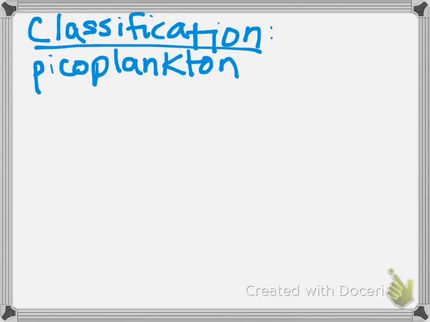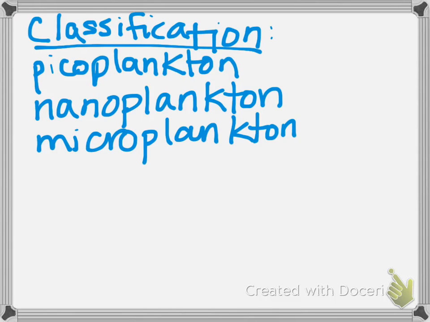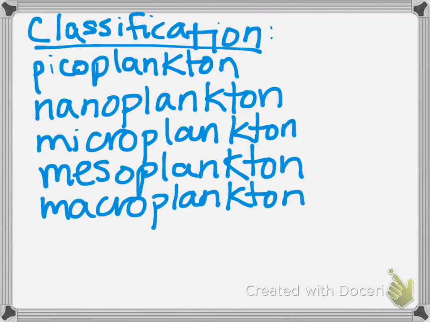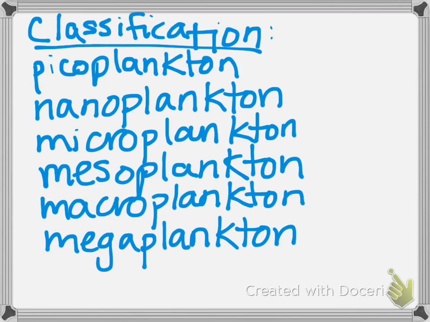Picoplankton are going to be less than 2 micrometers. Then we have nanoplankton, which will be between 2 and 20 micrometers. Then microplankton, which will be between 20 and 200 micrometers. Then mesoplankton, which will be between 0.2 and 20 millimeters. Macroplankton will be between 20 and 200 millimeters. And then megaplankton, which will measure over 200 millimeters. And just to give you a sense of size, 200 millimeters is almost 8 inches long.